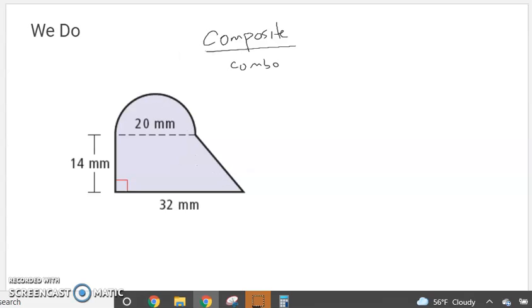Let's see. I'm going to label that. This can get a lot to do if you don't keep up with your work carefully. So I'm going to mark what I'm doing at a time. I just do one at a time so I don't get too overwhelmed. I'm going to deal with the half circle, then I'm going to deal with the rectangle, then I'm going to deal with the triangle.